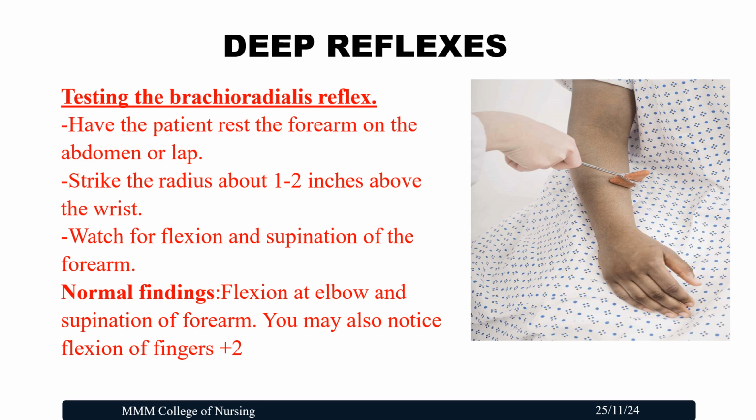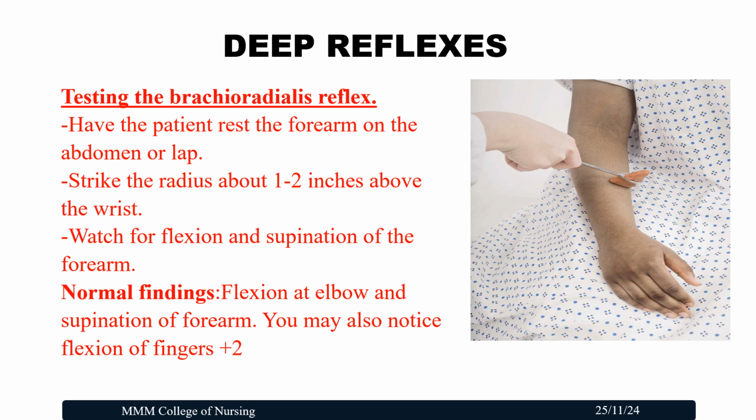Coming to testing the brachioradial reflex, have the patient rest the forearm on the abdomen or lap. Strike the radius about 1 to 2 inches above the wrist and watch for flexion and supination of the forearm. The normal findings are flexion at the elbow and supination of the forearm, and you may also notice flexion of the fingers, like +2.